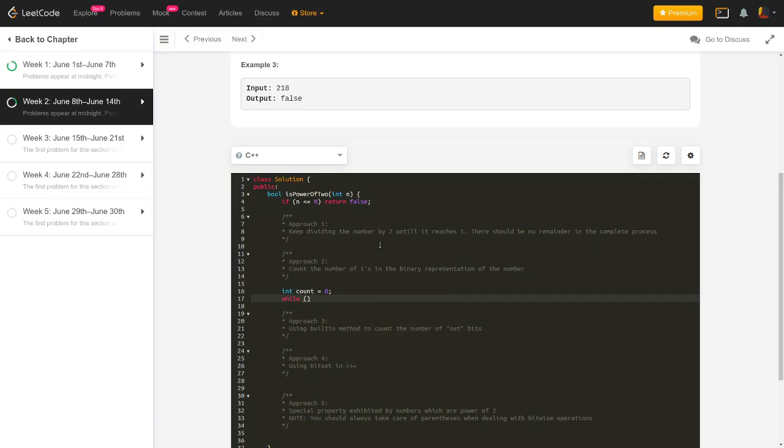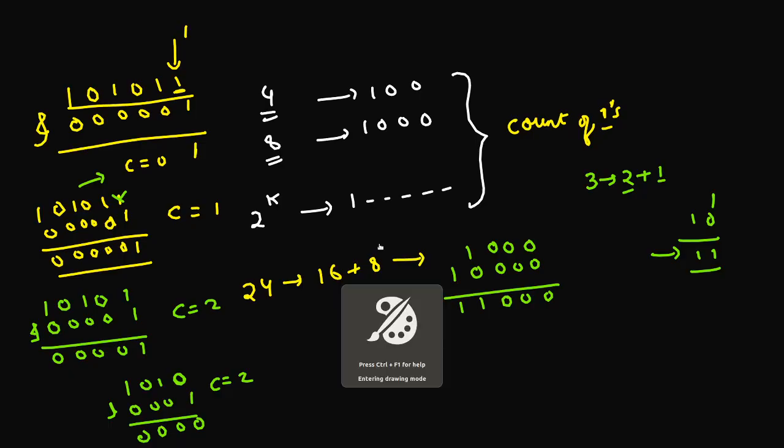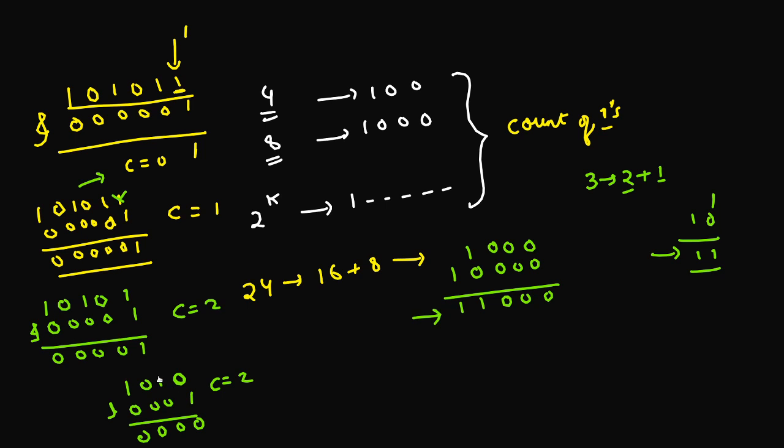So approach 2 is while n is greater than... So you need to also see till when you have to do this thing. Of course, you have to do this for 1010, then next you have to do this for 101, next for 10, next for 1, and next if you try to right shift this, it becomes 0. Okay, so this is the point where we have to stop.